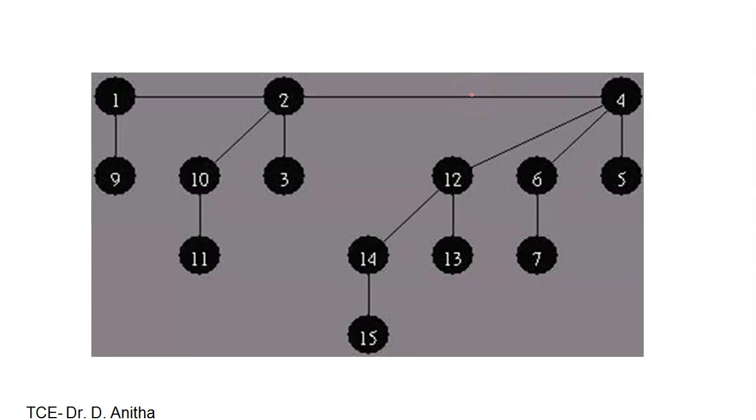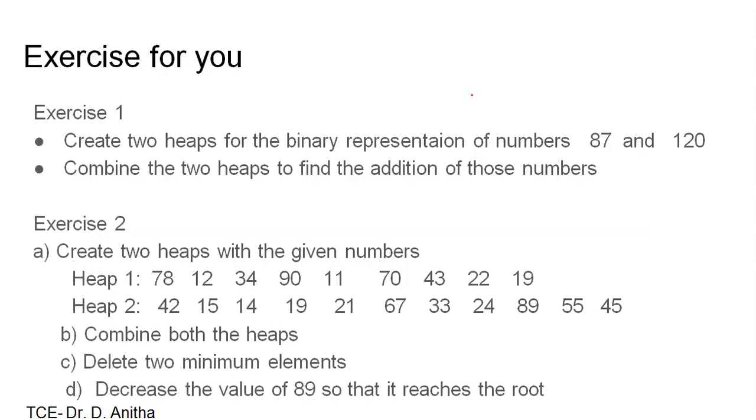Please do watch these videos carefully and try doing these exercises. This exercise is going to be the agenda for discussion in Wednesday's class. The first exercise is based on the binary representation of numbers 87 and 120. Try looking into the video, and create two heaps with the given numbers. Try inserting and formulate these heaps, combine both the heaps, and in the combined heap try deleting the two minimum elements.